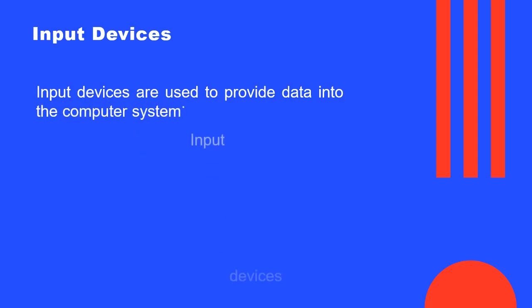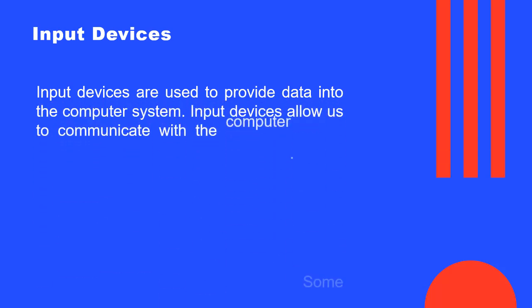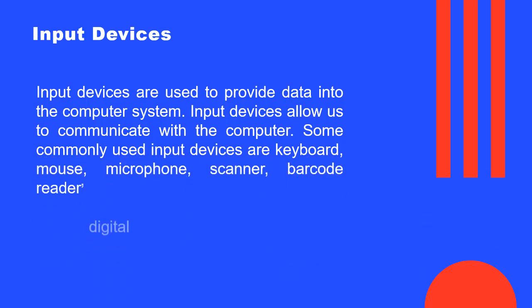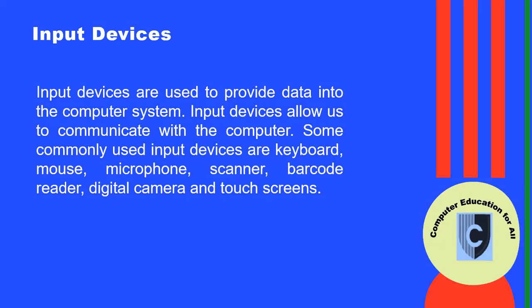1. Input devices. Input devices are used to provide data into the computer system. Input devices allow us to communicate with the computer. Some commonly used input devices are a keyboard, mouse, microphone, scanner, barcode reader, digital camera, and touch screens.